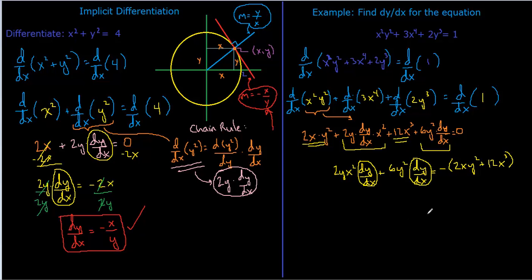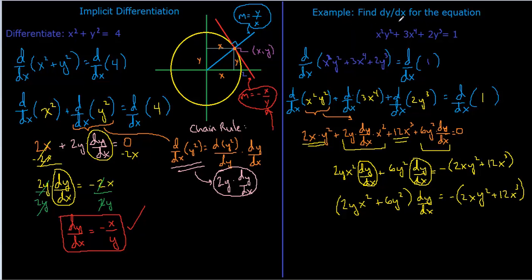There's a common factor of dy/dx in each, so I have 2yx squared plus 6y squared, times dy/dx, equals negative 2xy squared plus 12x to the third power.